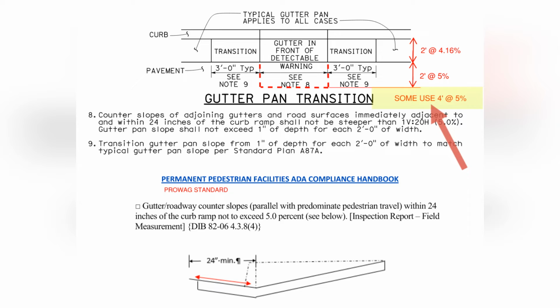ProWag makes this a little easier. They consider the first 4-foot length to have a maximum grade of 5% and a crossfall no steeper than 1.5% maximum. The width should be the same as the ramp, with a minimal distance of 4 feet 2 inches.